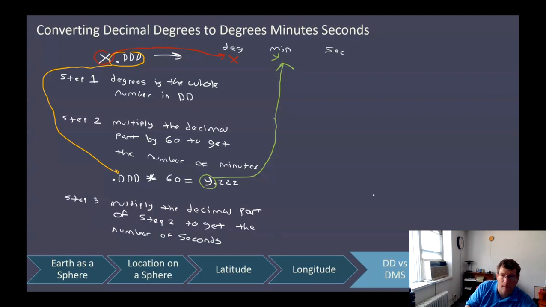Right, and so what that's going to look like, if we use a different color again here, this .zzz part is going to come down here, and we're going to do .zzz times, and again, this is multiplication, 60, is going to give us some whole number, which I'm wishing I hadn't used it here.